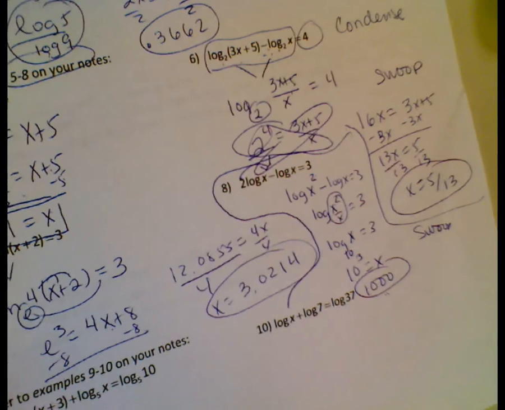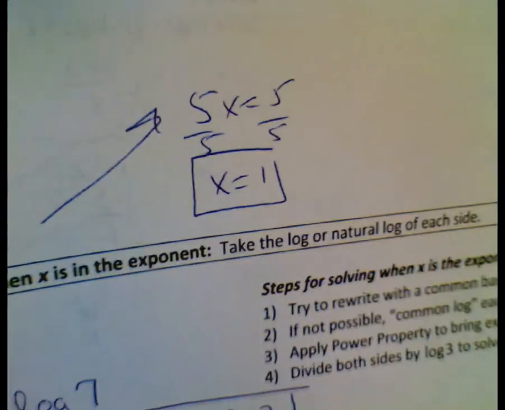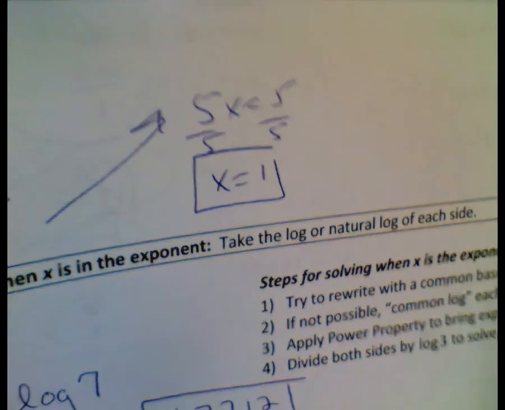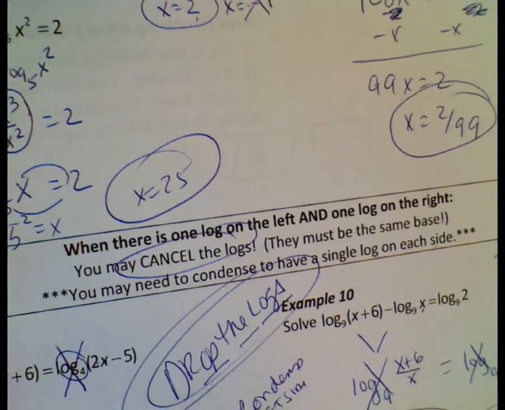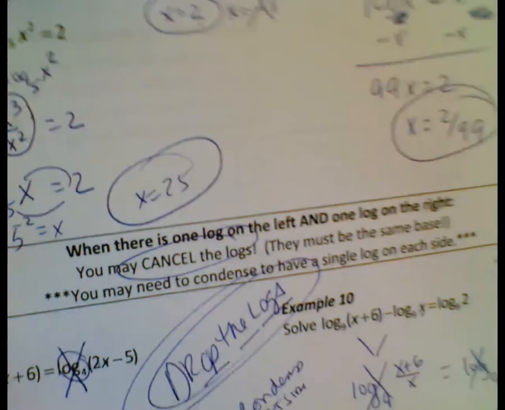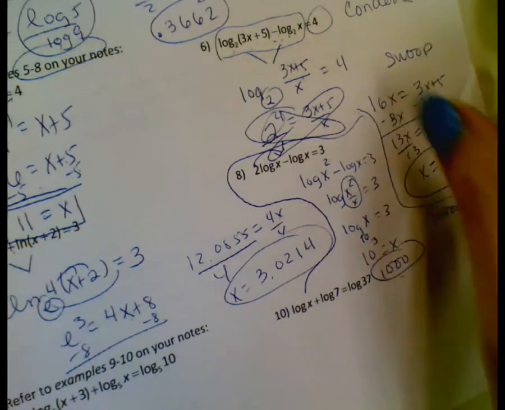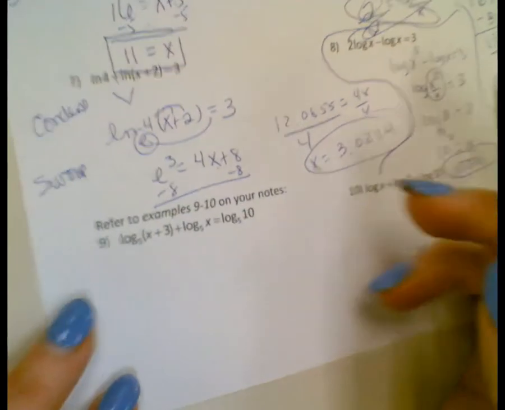Now these two said refer to examples 9 and 10. That's these. Right? Where's 9 and 10? Sorry guys. 9 and 10. Follow the notes. You may cancel the logs, but first sometimes you have to condense to 1. We're going to be dropping the logs on this one. But I can't drop them yet because we have to condense first.